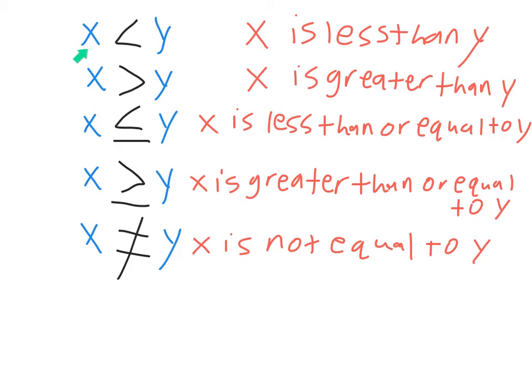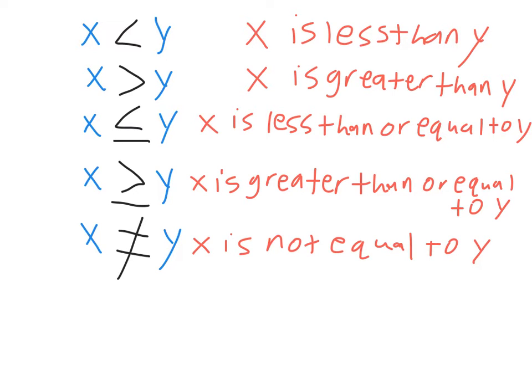So for this first one, it's saying x is some number that's less than whatever y is. The next one is x is some number that's bigger than whatever y is. And these can switch too. Since x is some number less than y, we know y is some number bigger than x. So it works both ways. You can read it both ways, that x is less than y and y is greater than x.